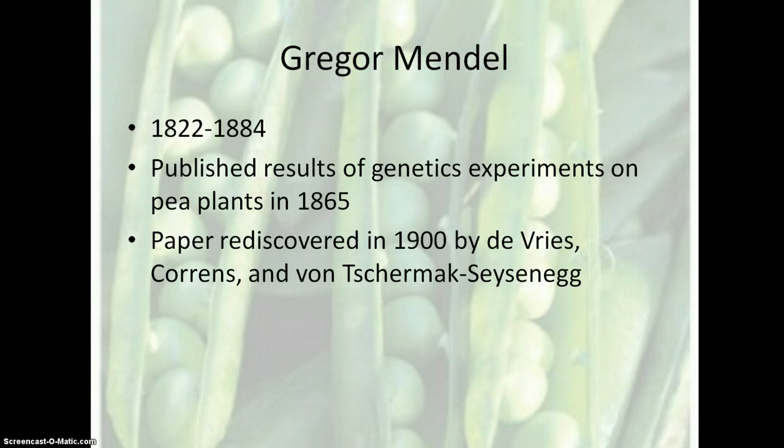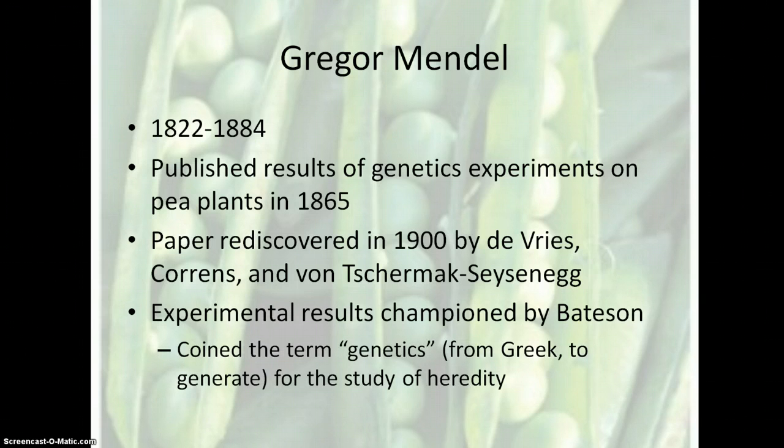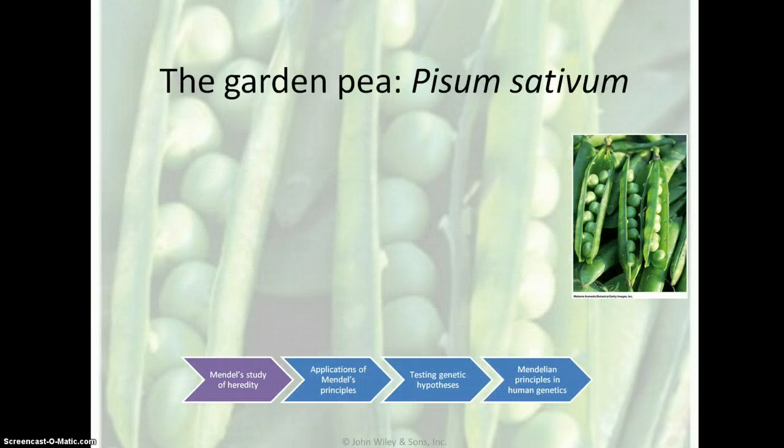The paper was rediscovered in 1900 by 3 different scientists, and his experimental results were championed by a 4th scientist, and he's the one who coined the term genetics, from the Greek to generate, and that term describes the study of heredity. Now, Gregor Mendel, through his experiments, described many principles and essentially laws of genetics, and many of them hold true today, which is, I think, pretty amazing.